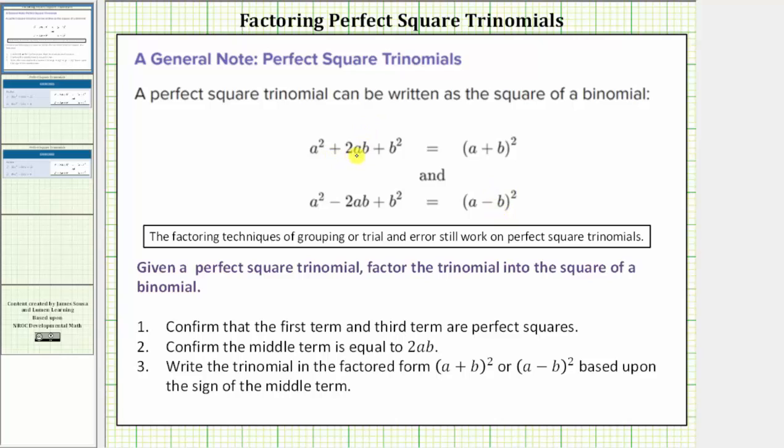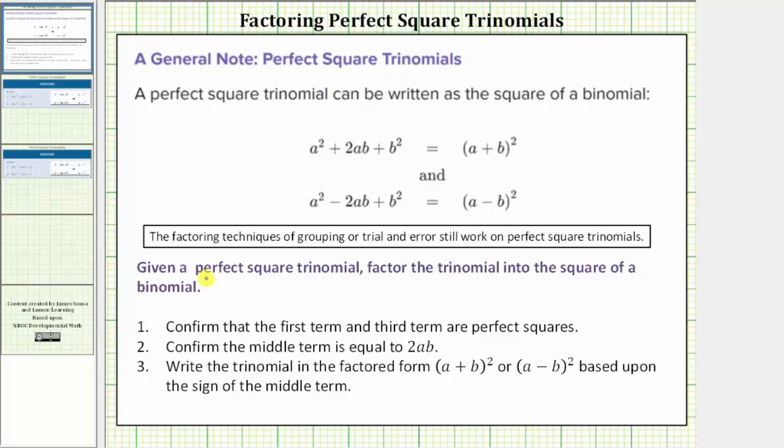Notice how if we have plus 2ab, the binomial is a plus b. If we have minus 2ab, the binomial is a minus b. I do want to mention the factoring techniques of grouping as well as trial and error do still work on perfect square trinomials, but in this lesson we will focus on the shortcut formula to factor perfect square trinomials.